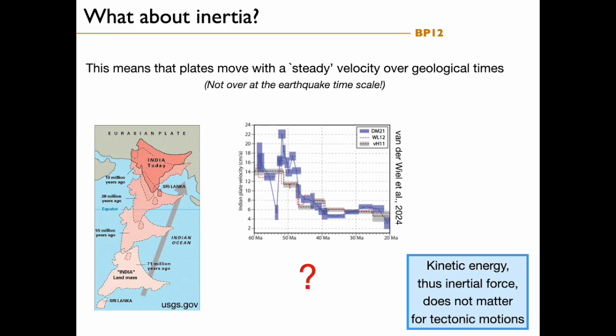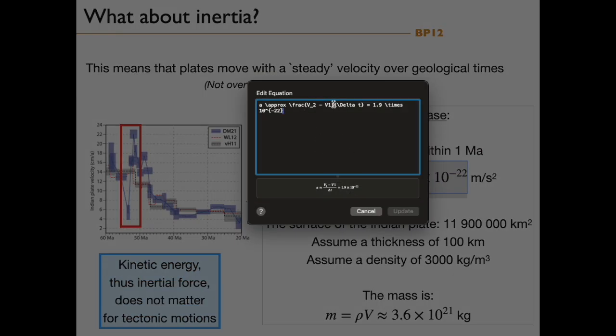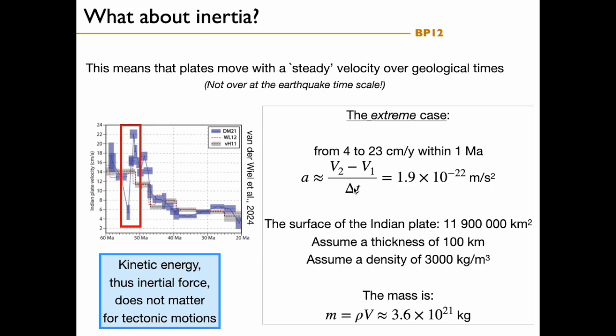Let's try to compute this. We take the extreme case, we select this time frame here. We have a change of velocity from 4 to 23 centimeters per year, and we assume it takes place within 1 million years to make the case really extreme. Let's try to compute the acceleration. We approximate the acceleration by the difference between the two velocities divided by delta t, so delta t would be 1 million years. That gives a number on the order of 10 to minus 22 meters per second squared.